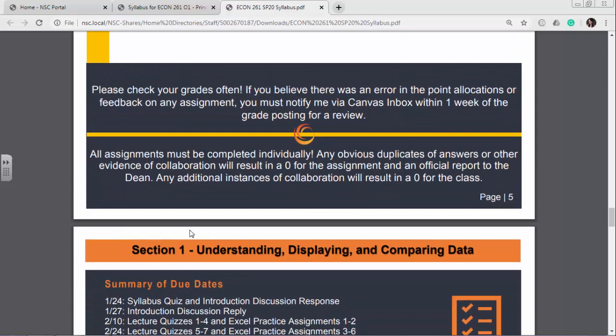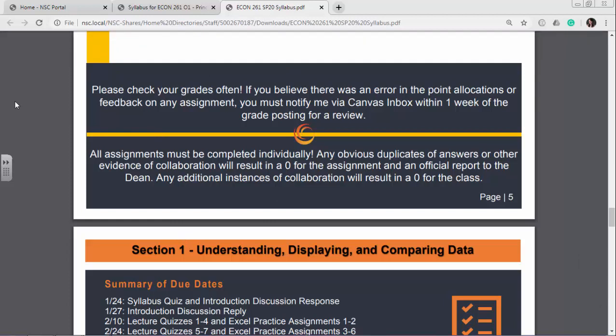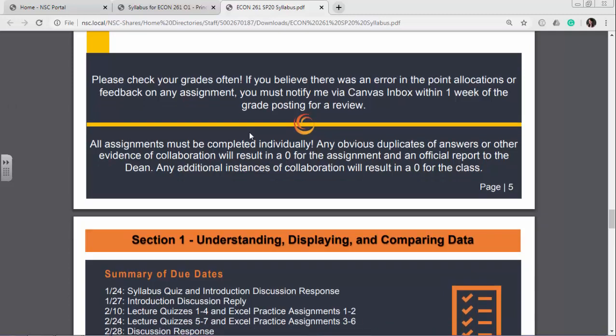Make sure you're checking your grades. If there's an issue, let me know immediately so that we can work it out. What you don't want to happen is it to be the end of the semester and then you're finding things that went wrong then. We want to know about it as soon as it happens so we can fix it.